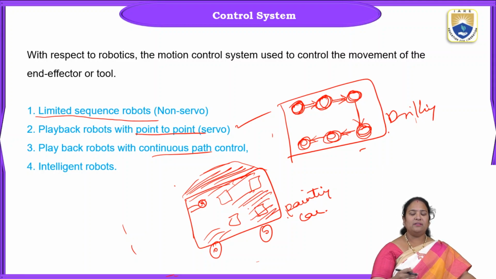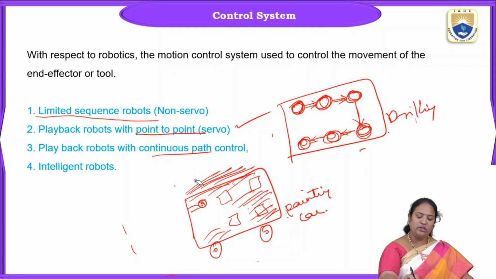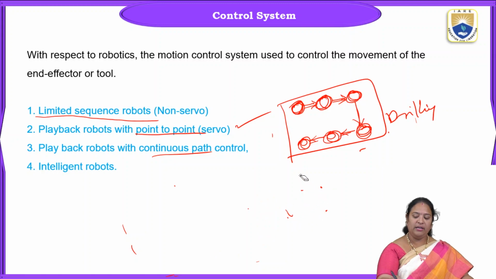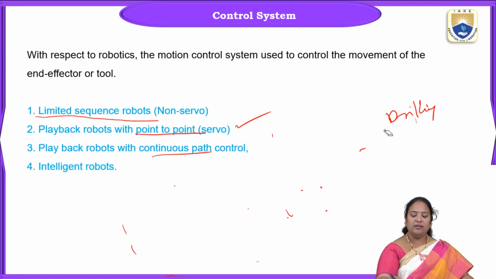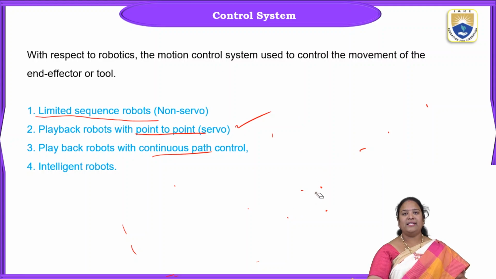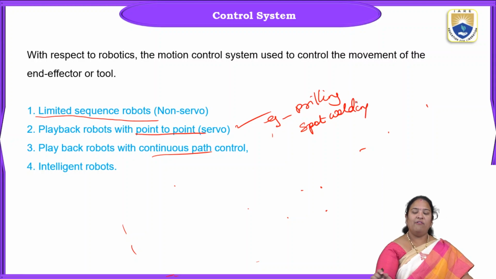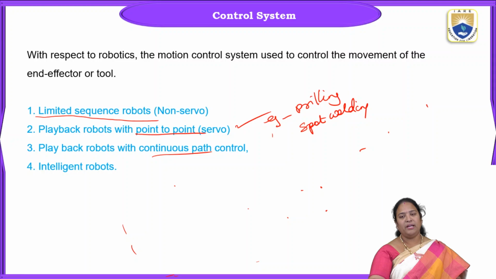In the continuous path, the robot travels in a continuous direction, in a continuous path. Whereas in the point-to-point control system, the robot will be traveling from one point to the other point, and then to the other point. For example, examples of point-to-point servo are drilling, and spot welding. In spot welding, wherever welding is required, in that particular place only the spot welding will be done.